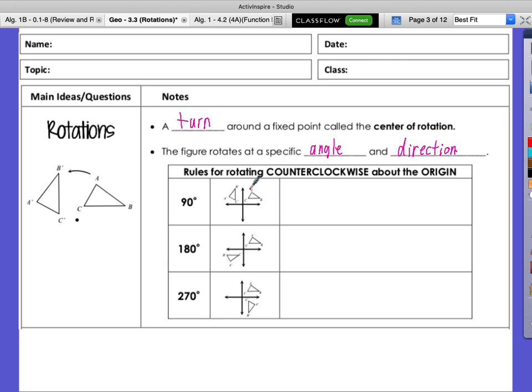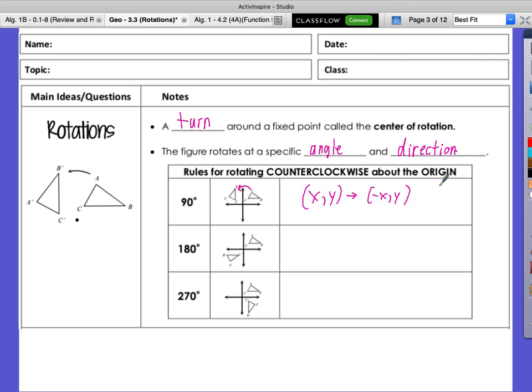If we start off with this figure, rotating it 90 degrees counterclockwise, we'll get it over here. To do this, we'll use the yield thing again. We'll do x comma y yields, like we've done the last couple sections. In this case, this one will yield negative x comma y.